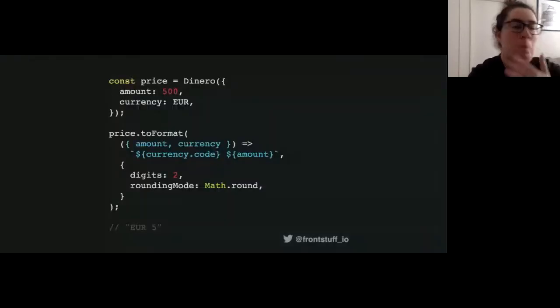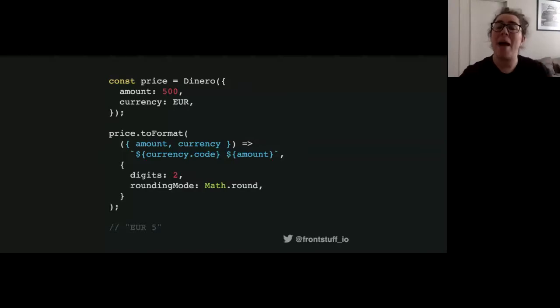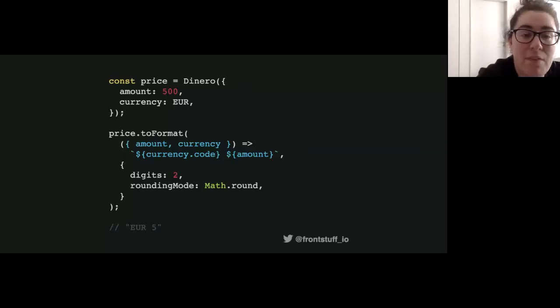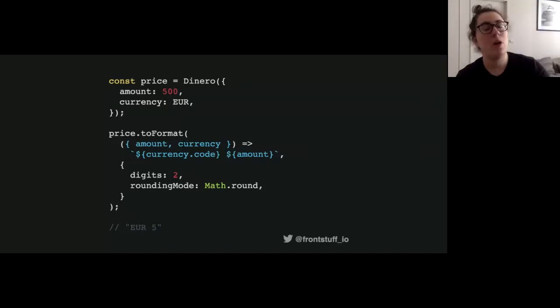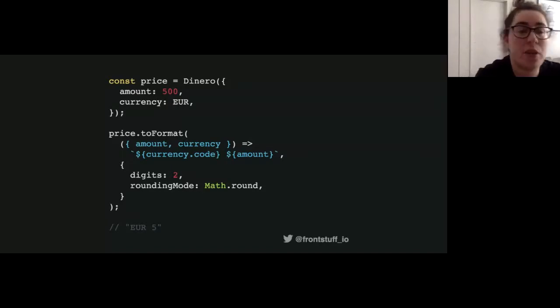A much more flexible option is to let users decide exactly how to format by passing a render function. So here, basically, they can pass a function. There is an amount that is already rounded in the major currency units, and they can pass rounding mode and digits, and they also get the currency. And they can return whatever they want as a string. So here, for example, it would return the currency code, a space, and 5, right?